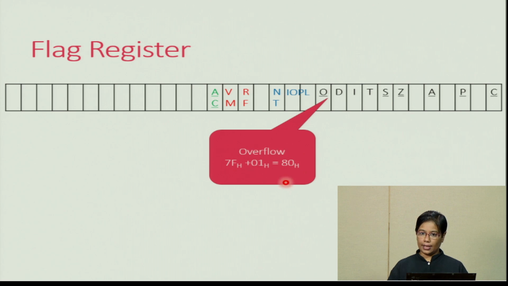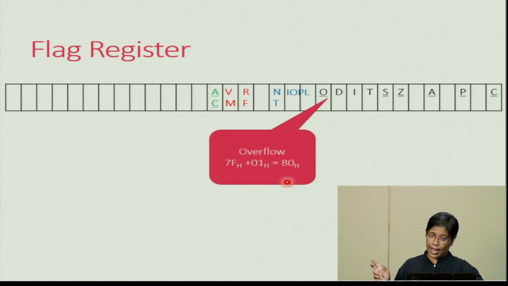So in this case, the overflow flag is set, indicating that a 2's complement overflow has occurred. A 2's complement overflow will always occur whenever you add 2 positive numbers and get a negative result. The other extreme is also possible. You're subtracting 2 negative numbers and you end up getting a positive result. That is also possible. So then also the overflow flag is going to be set.